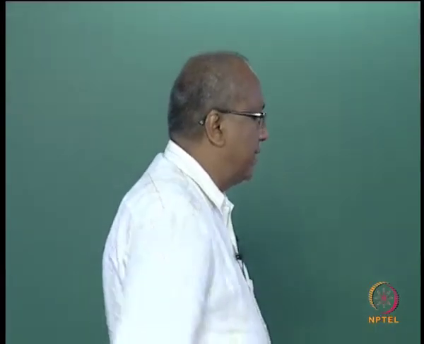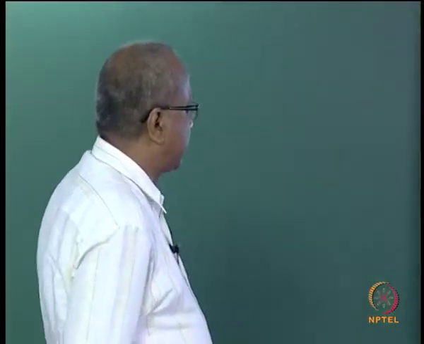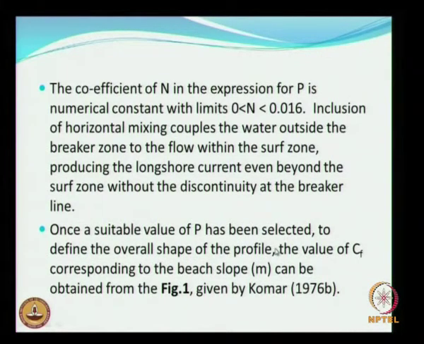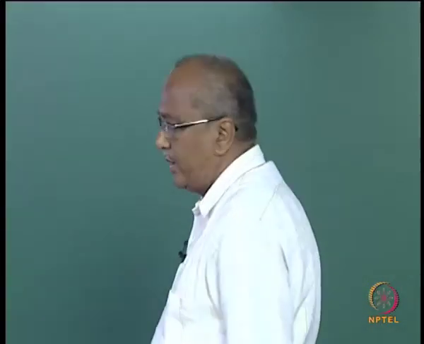Okay, we will continue with what we have seen in the last class. Once a suitable value for P is selected to define the overall shape of the profile, the value of the friction coefficient corresponding to the beach slope can easily be obtained. There are several ways of getting this done. You have to again go into the Coastal Engineering Manual or the Shore Protection Manual to look into these aspects.